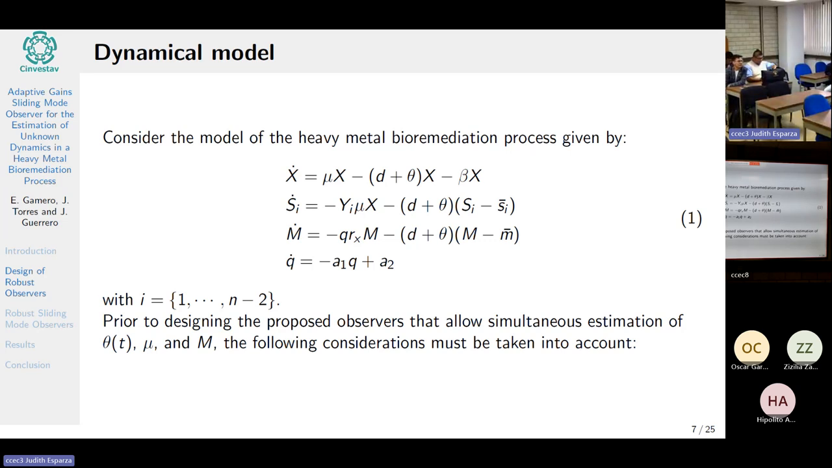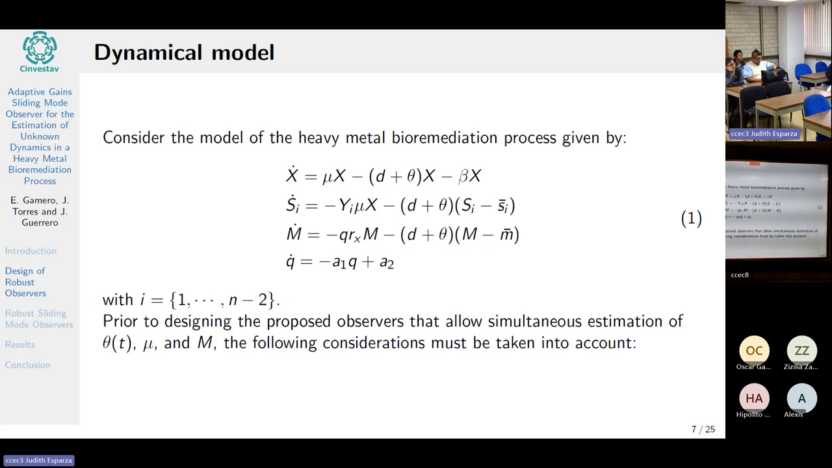The S dynamics, the second equation, are the substrate dynamics, which depend on Y. Y is a parameter that determines how much the dynamics grow. S bar is the input substrate to the bioreactor. The M dynamics are the dynamics of the metal concentration. We have some metal concentration in the culture inside the bioreactor, and Q is associated with these dynamics of M.